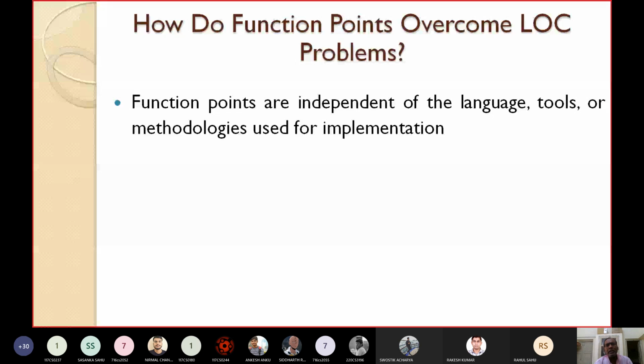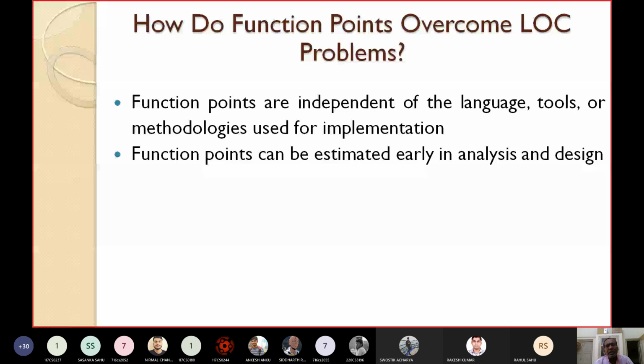Function points can be estimated early in analysis and design. In LOC, you have to wait until the coding is over, then you can count the code. But function points can be estimated even early, in analysis and design, from the SRS document or from the design documents. You can directly estimate the size, so you need not wait till the code is over.